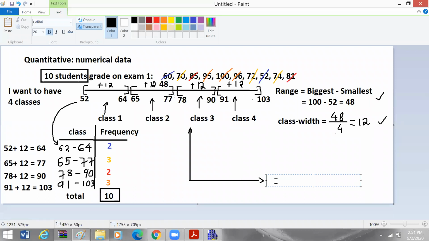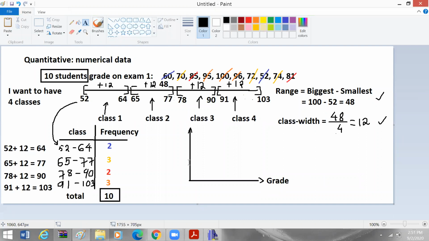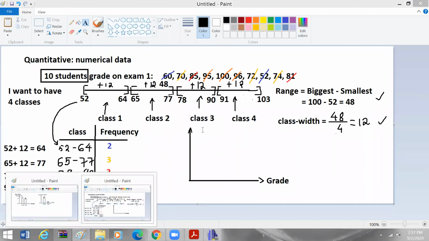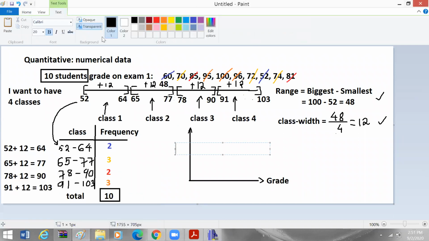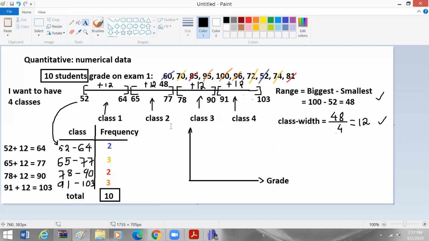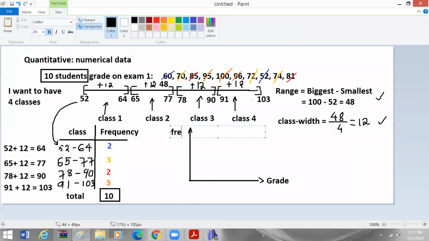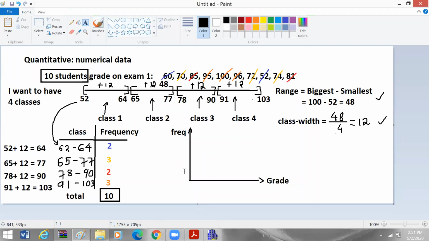So I call this the number of grades, right? Do we agree? And remember, the frequency is very likely to be on the vertical axis. So can we do the other way around? The answer is yes, but please just stick to the way that I show you. If you do the other way around, I don't take away points, but if you get it wrong, I still take away points. It's very easy to mess them up. So the frequency will be on the vertical axis. The horizontal axis will be the number of grades.